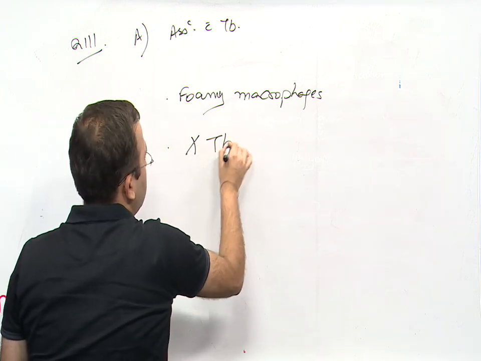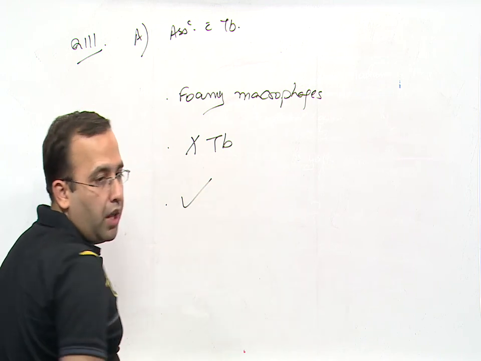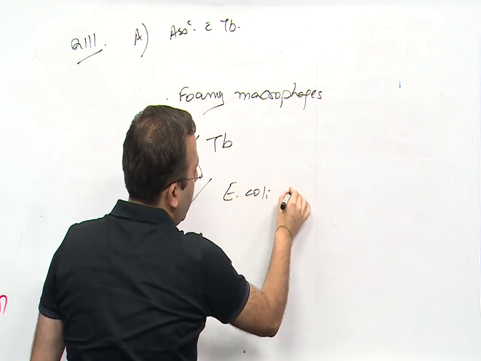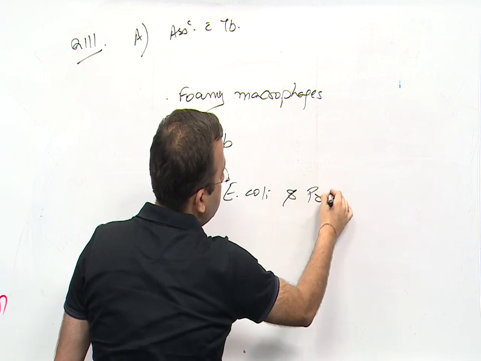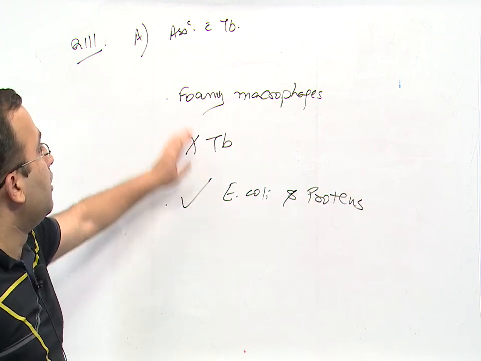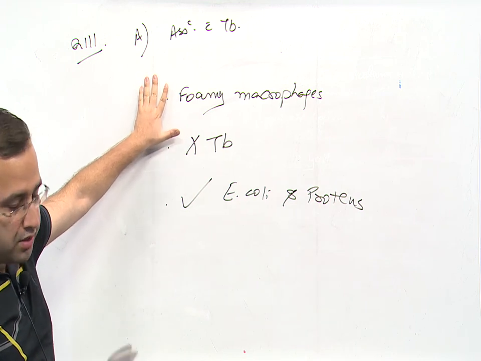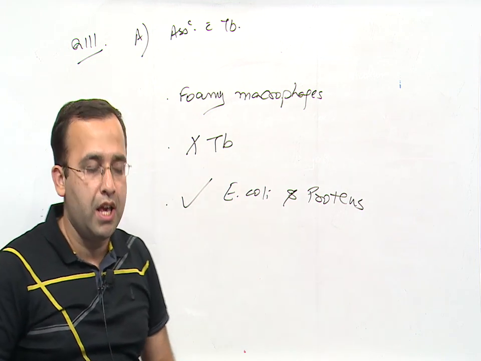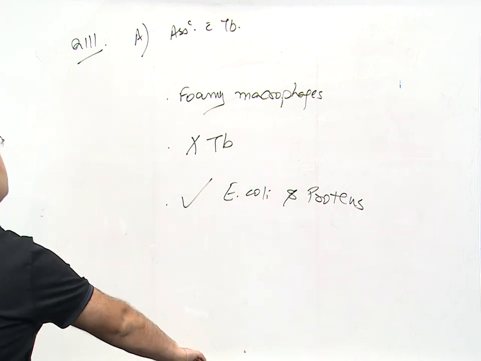It is not associated with TB. The infections that are seen are E. coli and Proteus in xanthogranulomatous pyelonephritis. Xanthogranulomatous inflammation is associated with E. coli and Proteus.